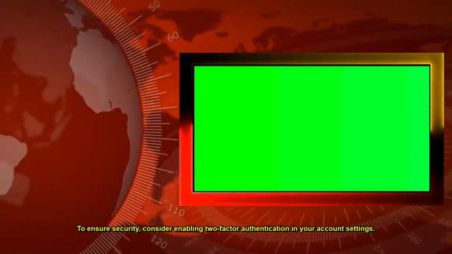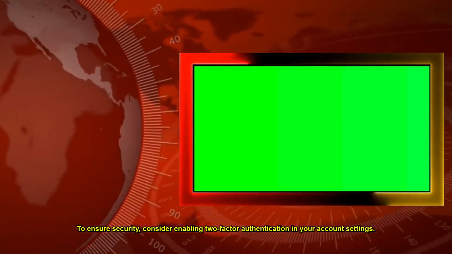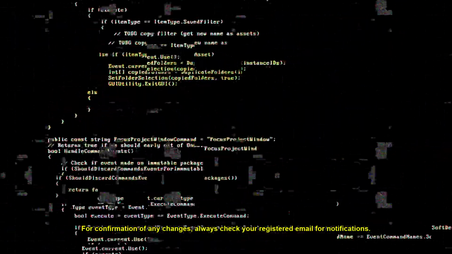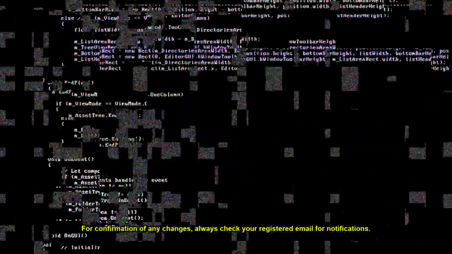To ensure security, consider enabling two-factor authentication in your account settings. For confirmation of any changes, always check your registered email for notifications.